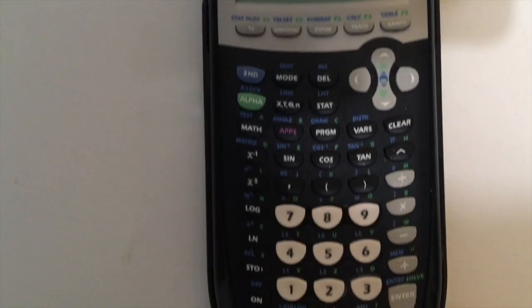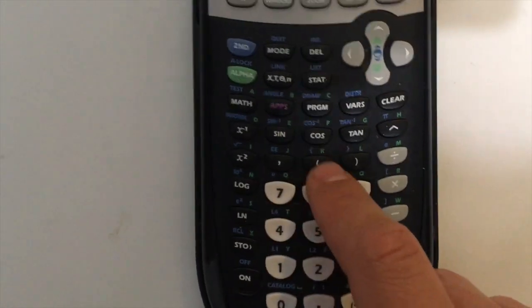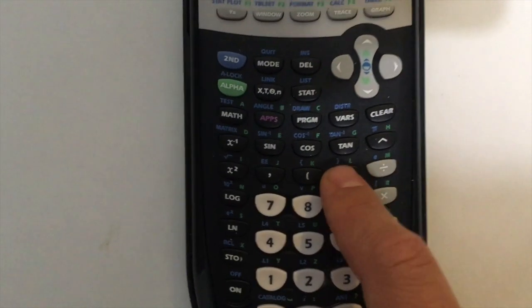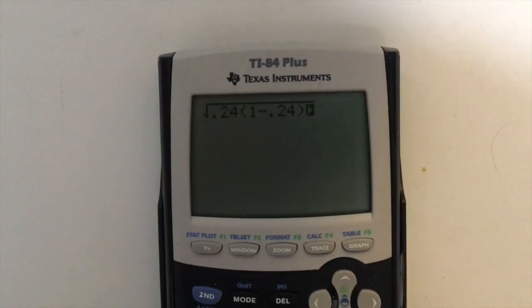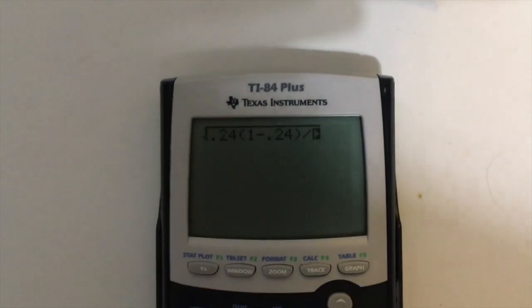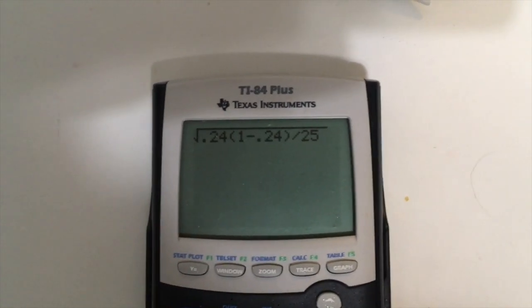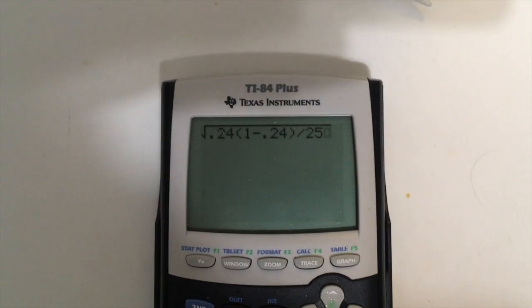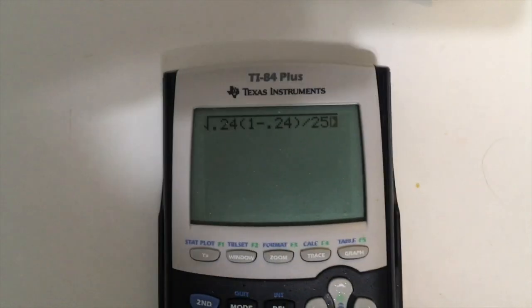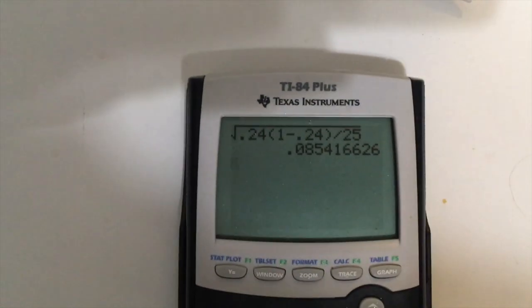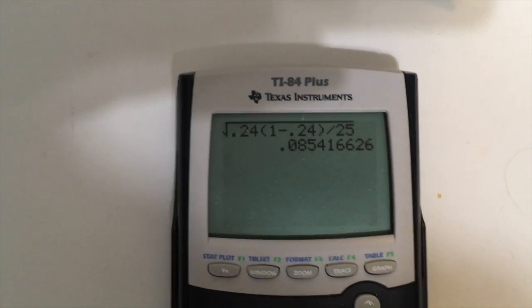Now we want to tell it what's under the square root. So I'm going to put 0.24, and then a parenthesis, 1 minus 0.24. Now if I close the parenthesis, this is what it looks like. Then I'm going to push the divided by symbol, and I'm going to divide this by 25. This is exactly what I calculated with my computer calculator before. And if I hit the enter button here, you notice we get the same answer as before. I'm going to round it to 0.085.